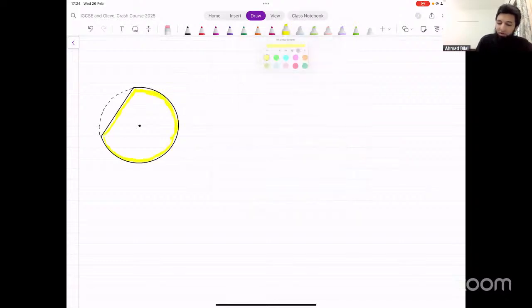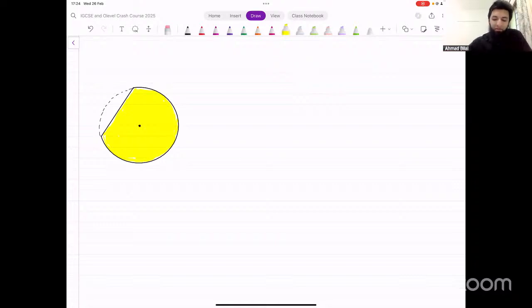Now, this is called a major segment. We don't have a formula directly for this. Again, what we can do is we can find the area of a sector and area of a triangle to find this shaded region as well. This is a major segment now. Okay, now how can we do this?